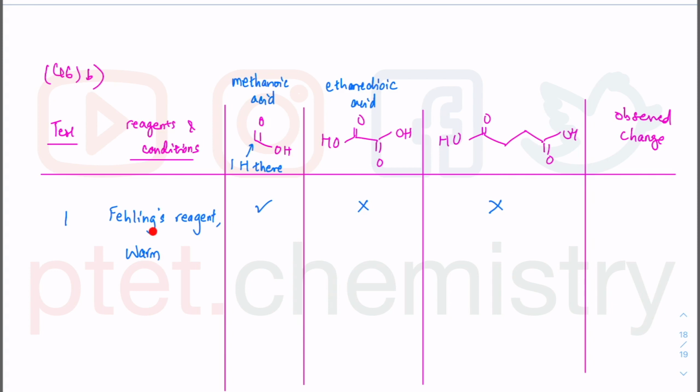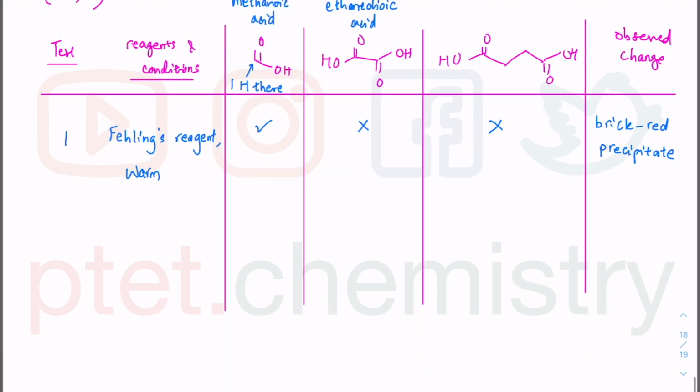And Fehling's reagent is a solution of copper 2 plus to begin with. What you will get is a brick red precipitate, as a result of copper 1 oxide forming. After the methanoic acid there gets oxidized, the Fehling's reagent gets reduced from copper plus 2 to copper plus 1. Okay, on to the second test.